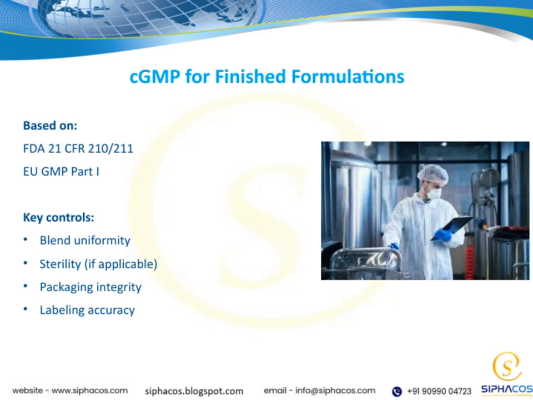Labeling accuracy is equally important, as it ensures the correct product information is communicated to the consumer and helps prevent errors. Altogether, these controls form a comprehensive approach to maintaining quality from manufacturing through to the final packaging, which is at the heart of the overall GMP principles that guide our industry.